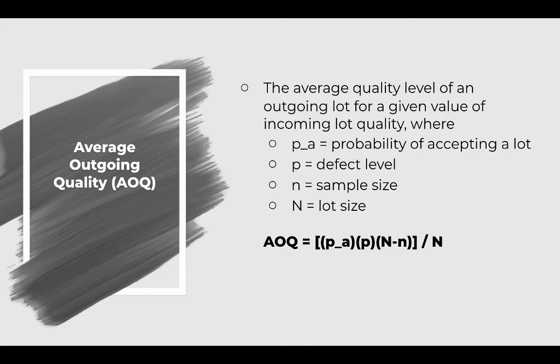If all lots come in with a defect level of exactly P and a given probability of accepting a lot, and a sample size denoted by lowercase n and a lot size denoted by capital N, then we will have the following formula for the average outgoing quality.